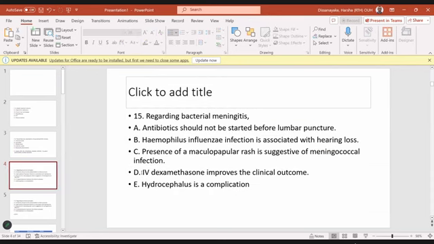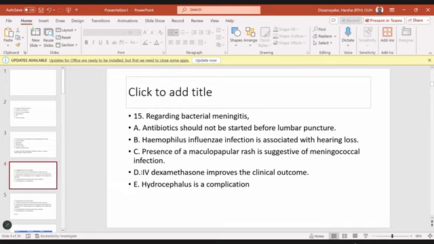Regarding bacterial meningitis, antibiotics should not be started before lumbar puncture. Is that true or false? So, I mean, it's ideal if you can do the lumbar puncture and particularly take a sample for culture, but if the patient is unstable and unwell, and if the circumstances are such that you can't do the lumbar puncture urgently, then you will always start antibiotics after taking a blood culture. Okay, so this I should mark false. Antibiotics should not be started before lumbar puncture. I will mark it false.